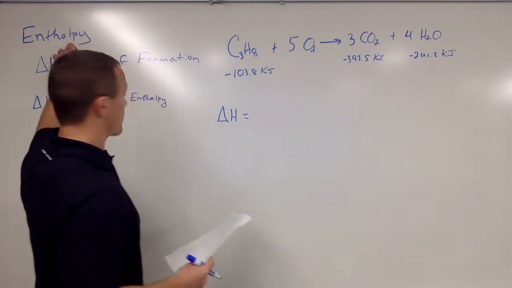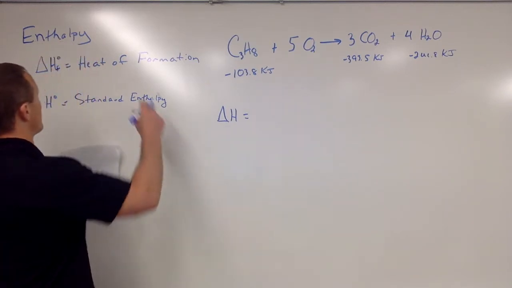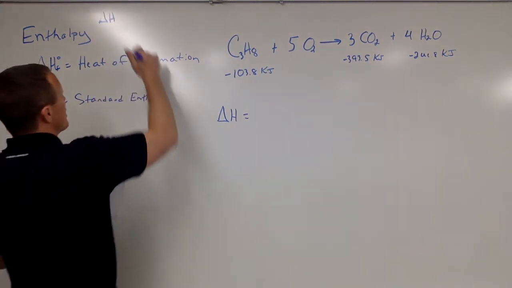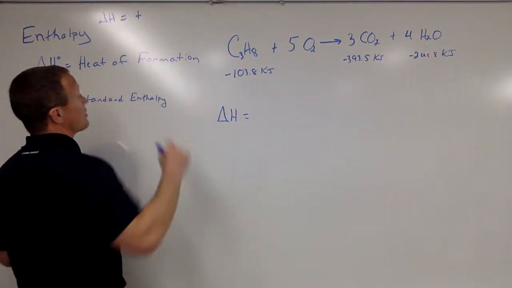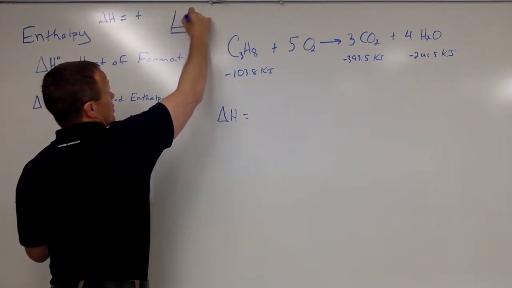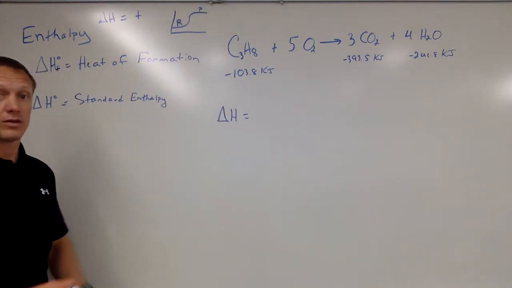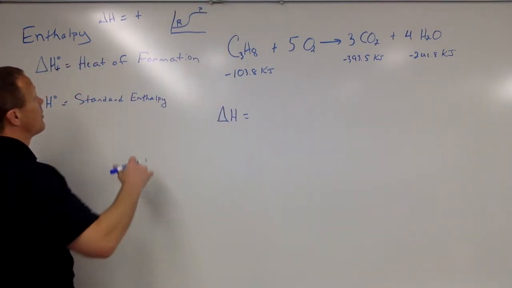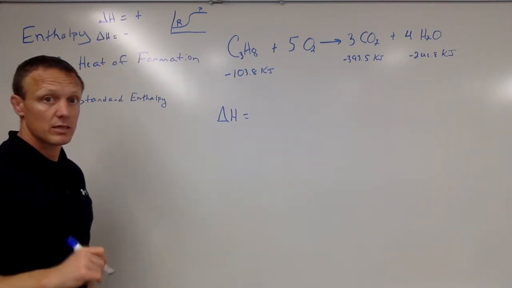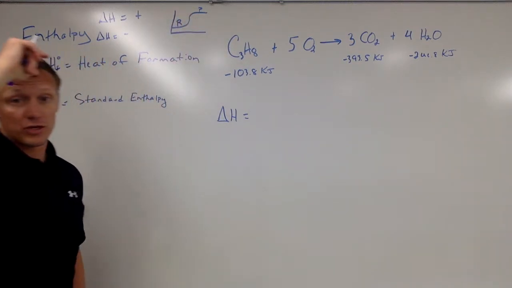So remember, enthalpy is just the change in energy in a chemical reaction. If delta H, that's your enthalpy, remember, your change in heat, is positive, that means there's an increase in energy. So that means that your reactants start off low, increase, your products would be higher energy. If delta H is negative, that means it's exothermic. There would be a lowering of energy from reactants to products.